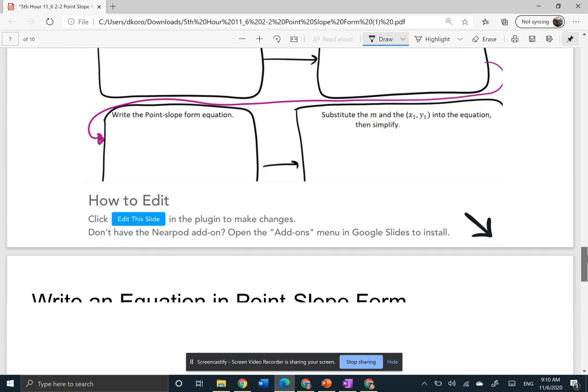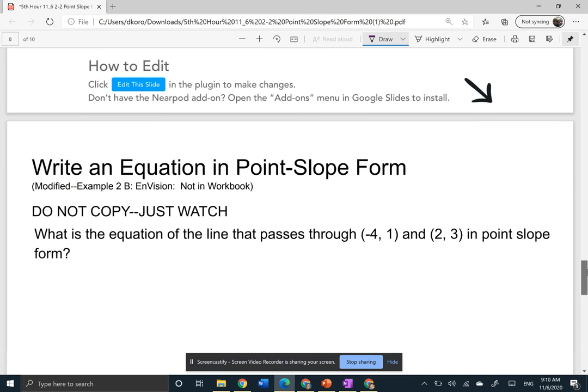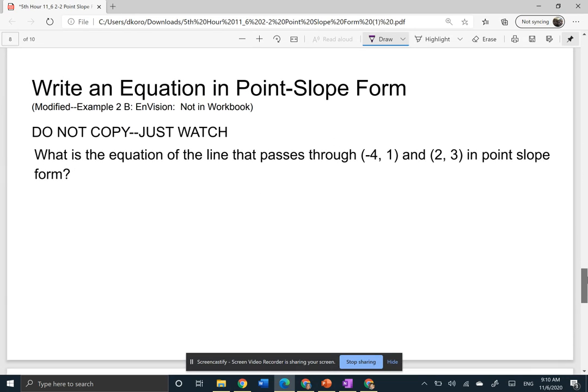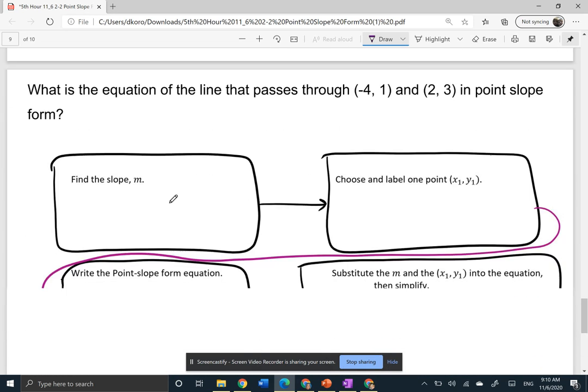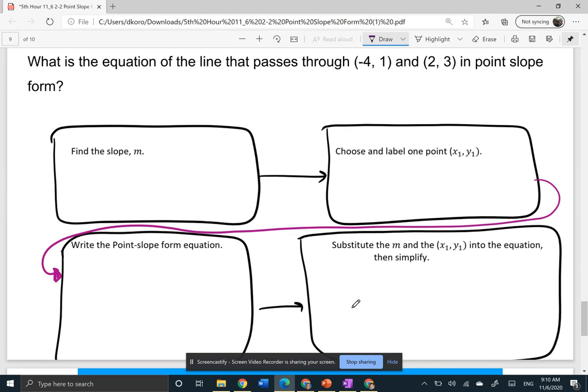That's right. All right. So moving forward, this is write an equation in point slope form. Do not copy, just watch. What is the equation of the line that passes through (-4, 1) and (2, 3) in point slope form? All right, so let's move to where I have my flow map. So we're going to use the flow map again. And we want the equation in point slope form.